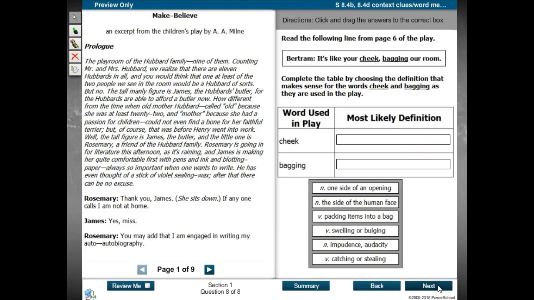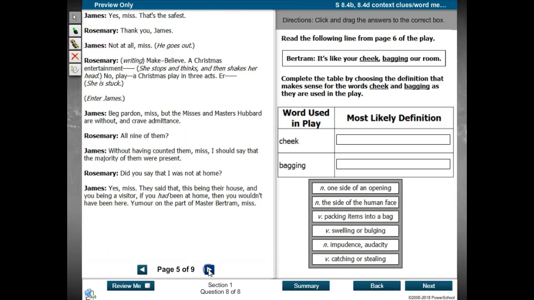And last question, question 8. A little bit complicated TEI. Let's think this through. Read the following line from page 6. So be glad you don't have to read this whole thing. Page 6.